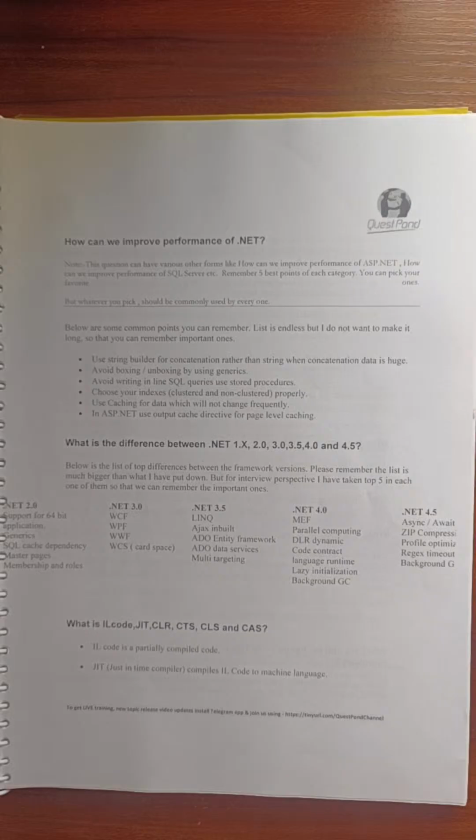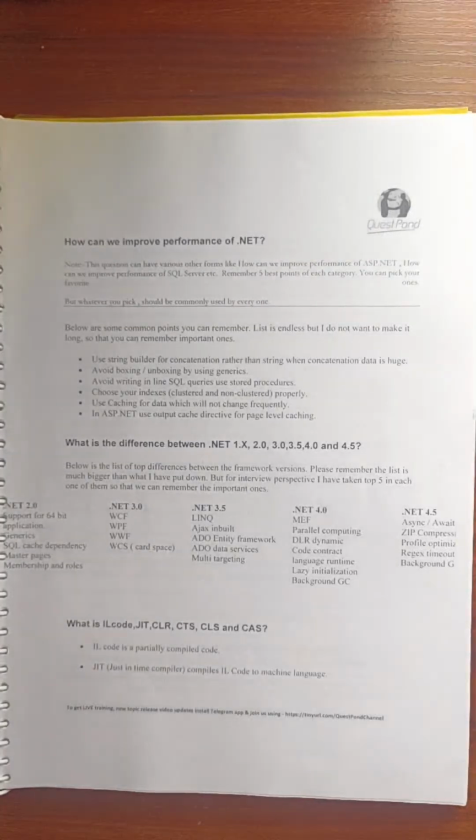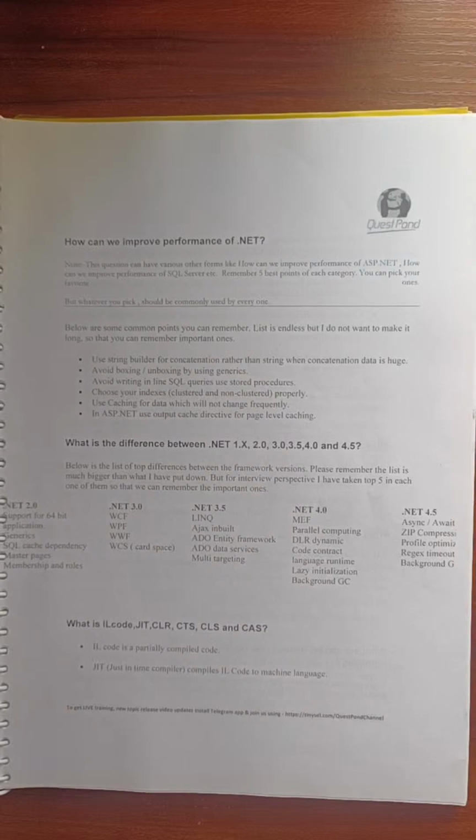Next is, what is the difference between .NET 1, .NET 2, 3, 3.5, 4 and 4.5? So for .NET 4.5: async and await, zip compression, profile optimization, regex timeout.